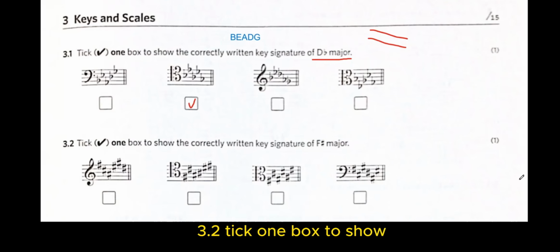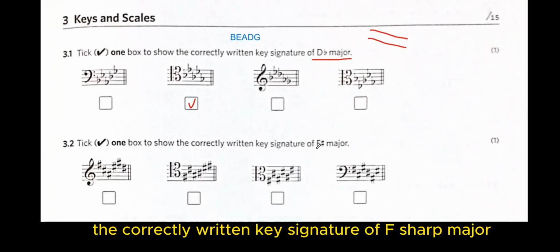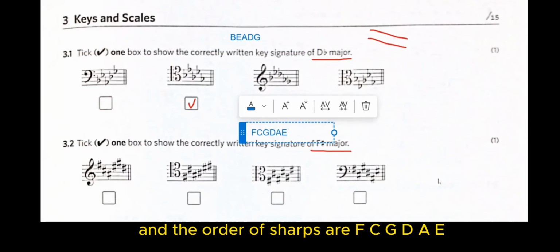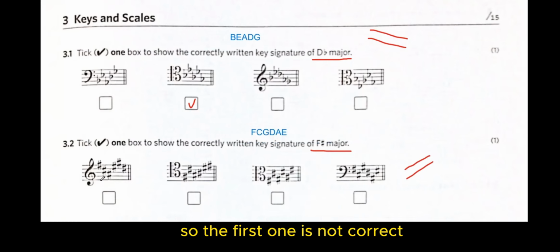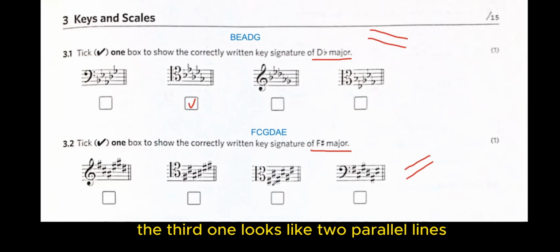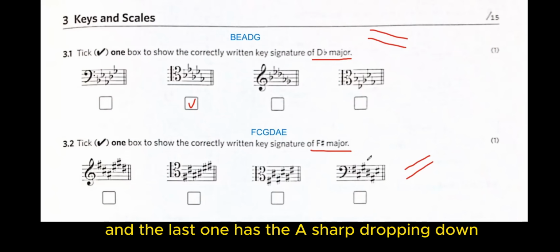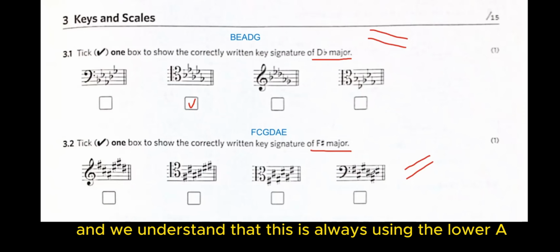3.2. Tick one box to show the correctly written key signature of F sharp major. And the order of sharps are F, C, G, D, A, E. We also can check the parallel lines going upwards. So the first one is not correct. The second one is also incorrect. The third one looks like 2 parallel lines. And the last one has the A sharp dropping down. And we understand that this is always using the lower A.